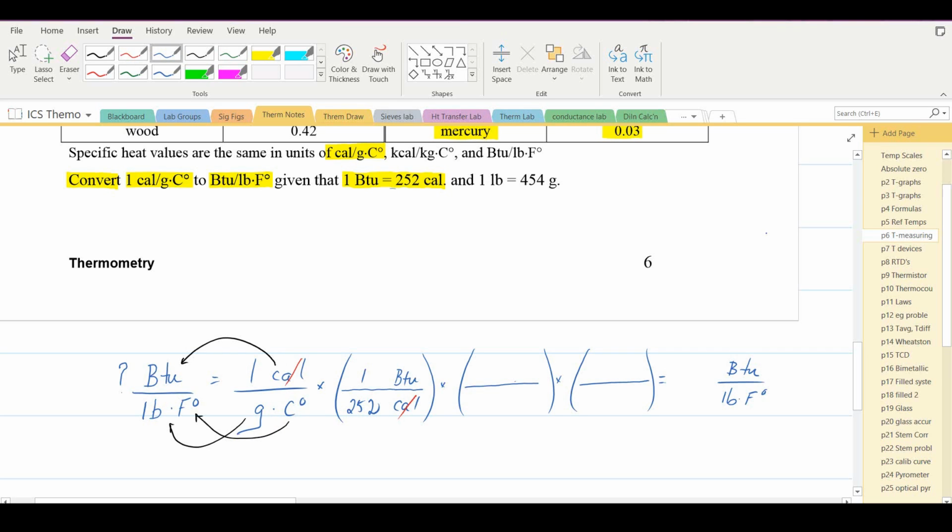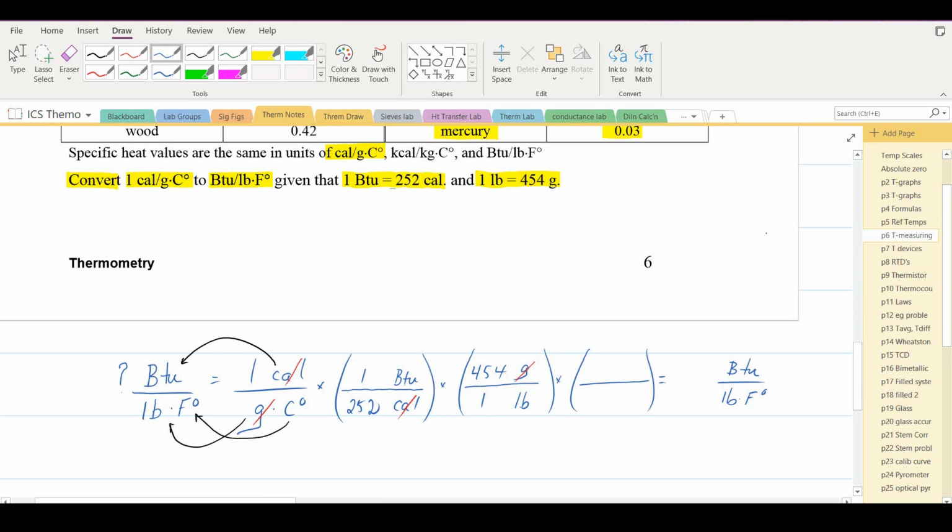So next we want to cancel out per gram and go to per pound. So put grams in the numerator to cancel grams in the denominator, and put pounds in the denominator. And we're told that 1 pound is 454 grams. So 1 pound is 454 grams. Grams have canceled. We now have units of BTUs per pound Celsius degree.